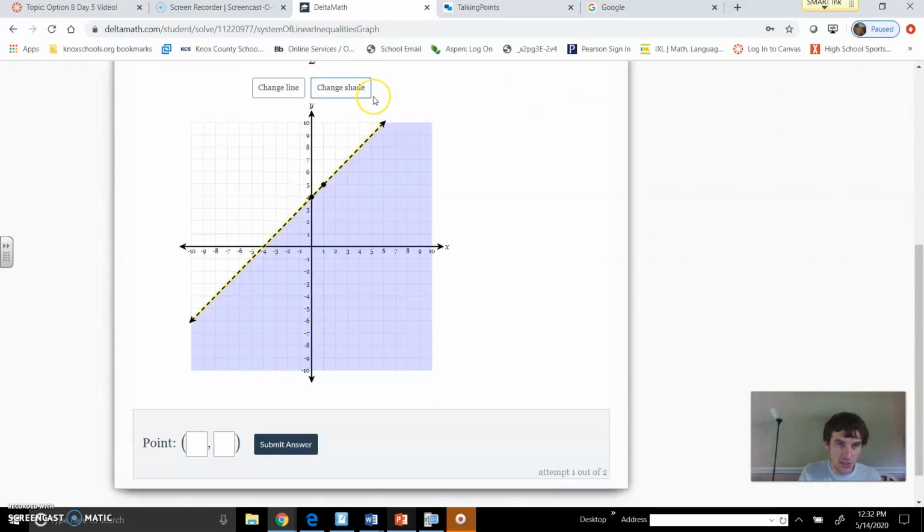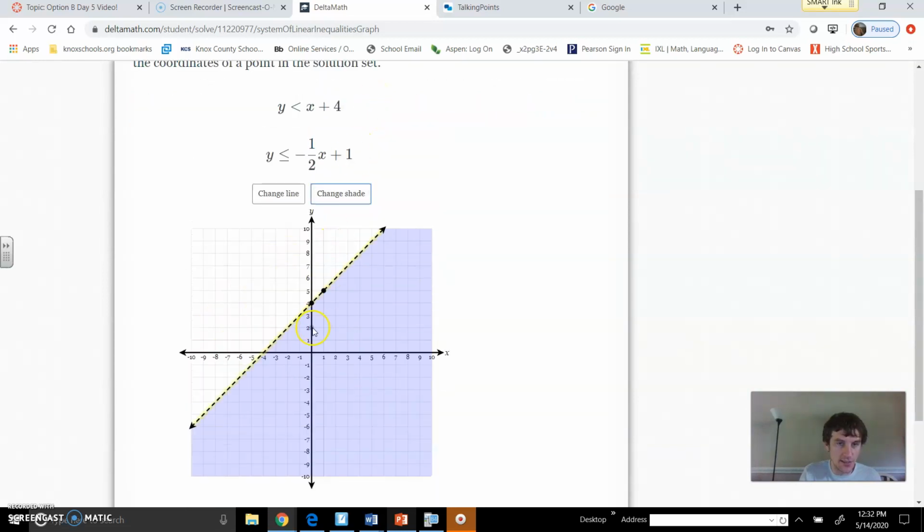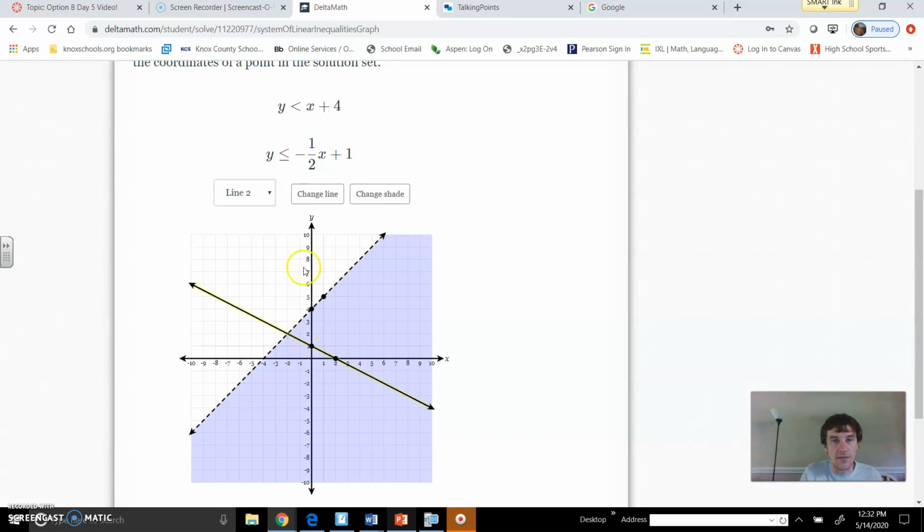And now let's graph starting at the second line's y-intercept. Looks like it goes to 1. Negative 1 over 2, down 1, right 2. And this will be a solid line because we have permission for it to be or equal to both sides. So any point on the line is a solution. And let's just make sure we got our shading.